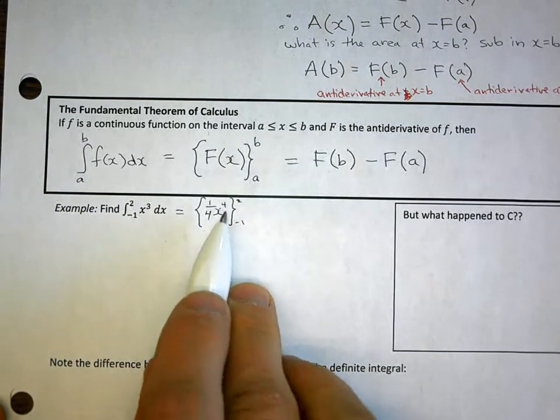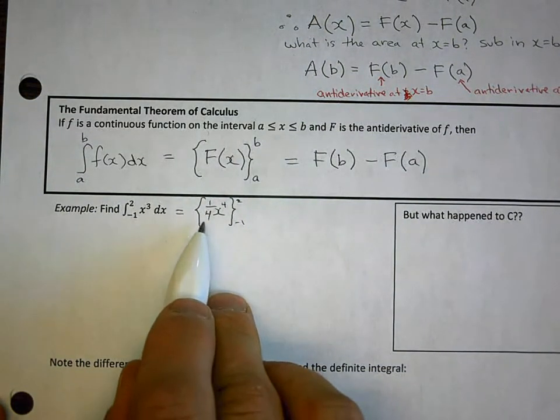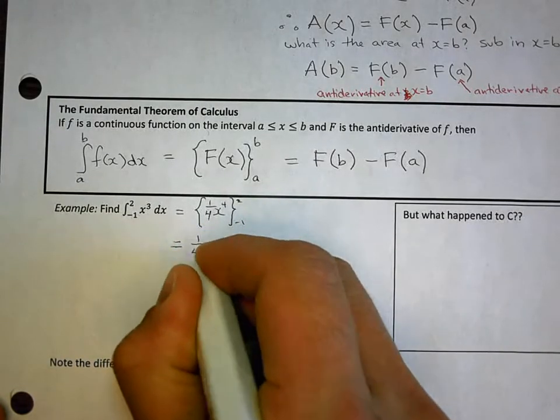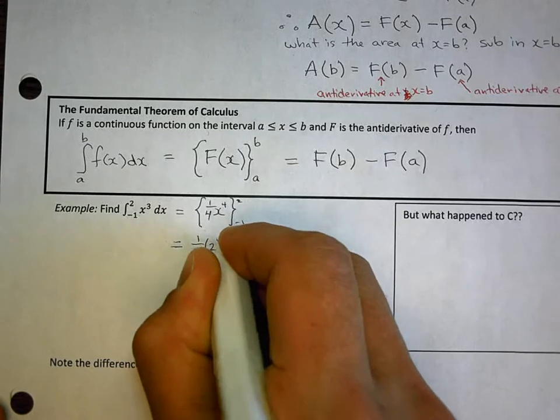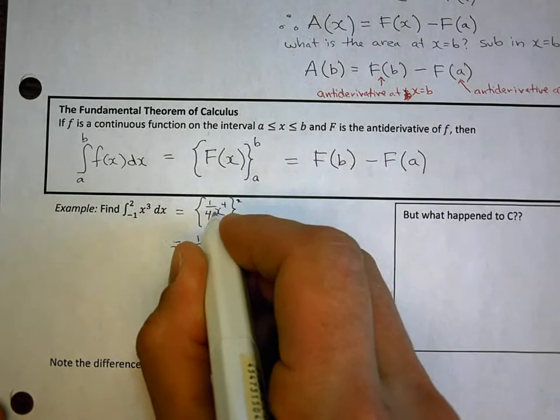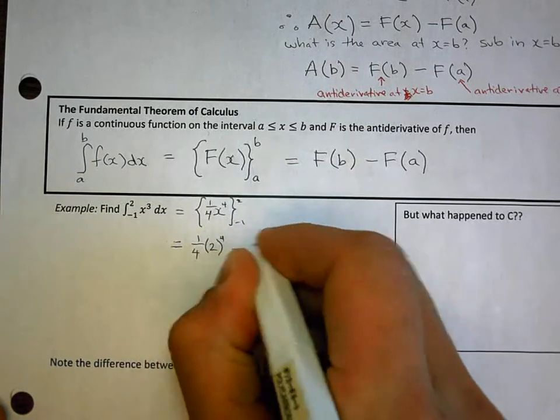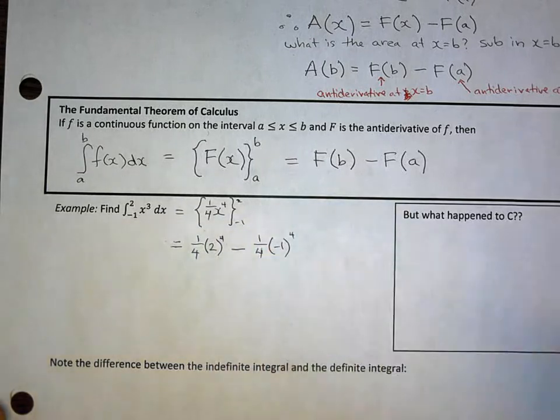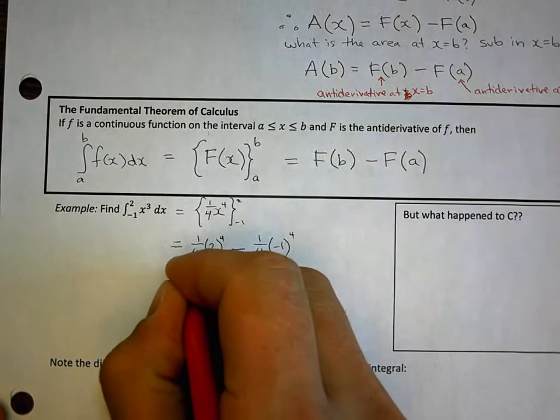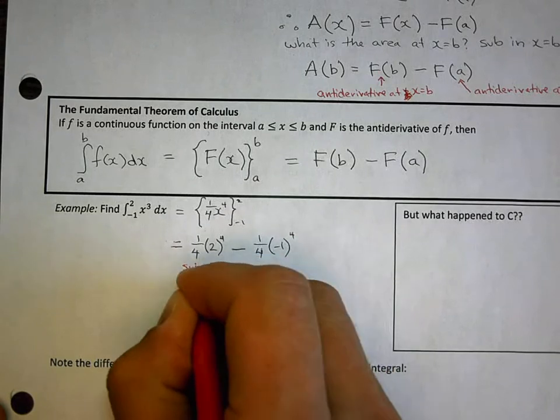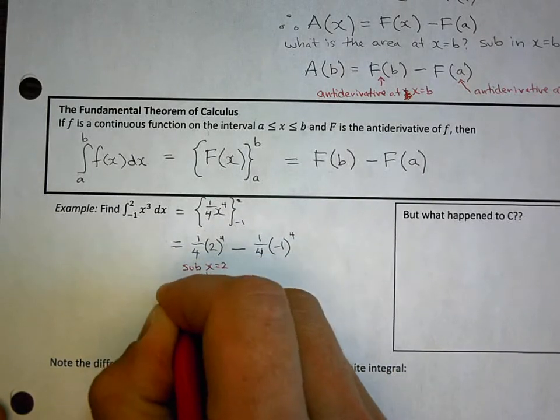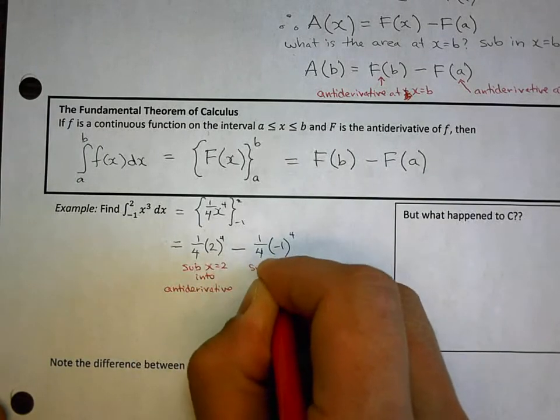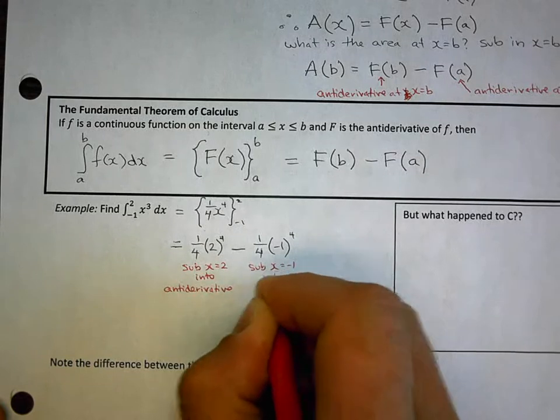I do this ancillary step to show that I found the antiderivative, because my next step I'm subbing in numbers, so it gets a little confusing. A quarter, 2 to the power of 4. I've subbed in the upper bound, 2. And then I subtract 1/4 with the lower bound. So again, what I did here is I sub x equals 2 into the antiderivative, and here I sub x equals -1 into the antiderivative.